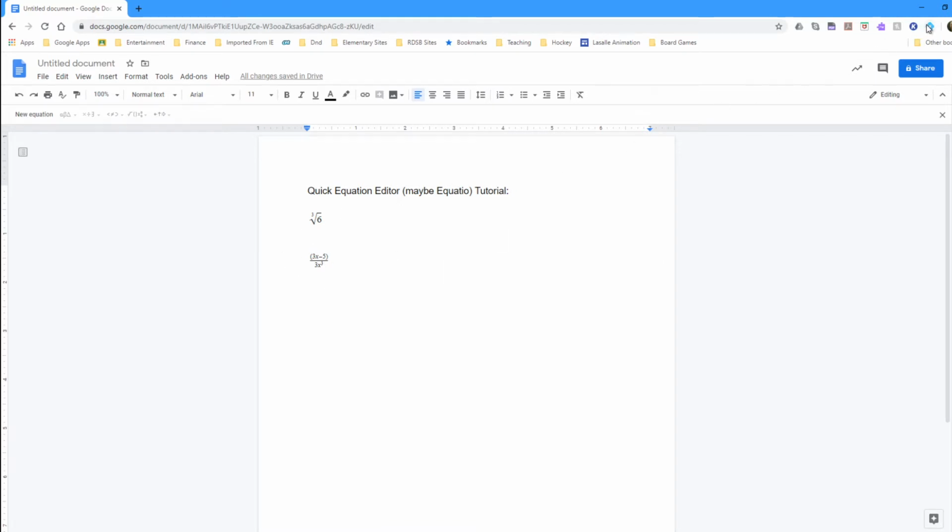Now the problem with MathType right now is it wasn't inserting the equations, but I just want to show you some of the functions of MathType. Not MathType, sorry. Somebody threw me off by writing MathType in the chat. Equatio is the one I want to talk about.